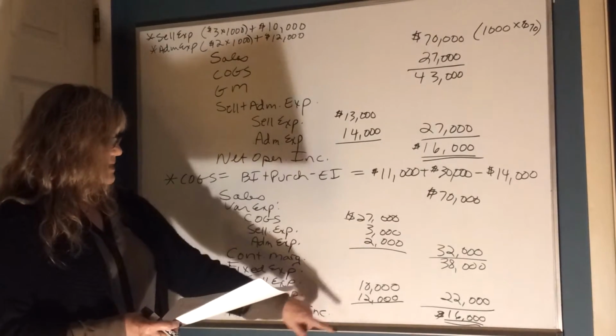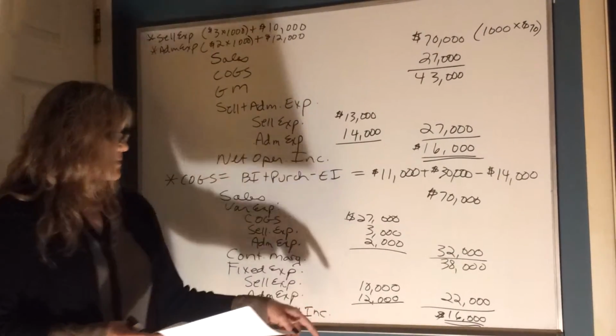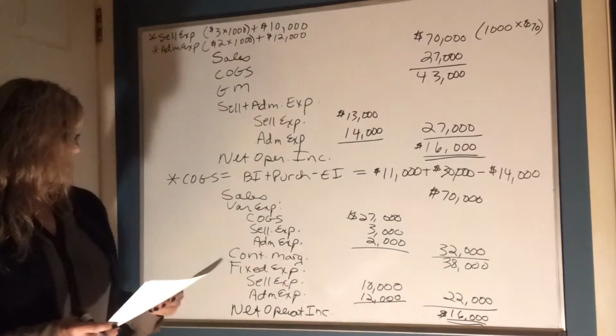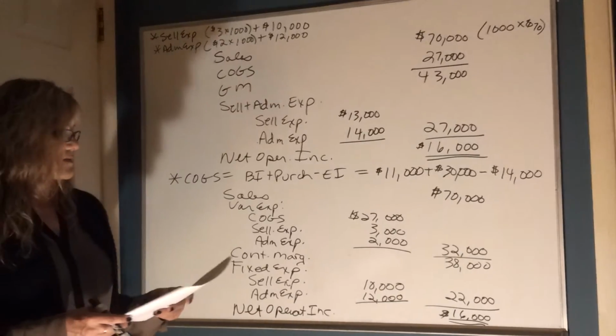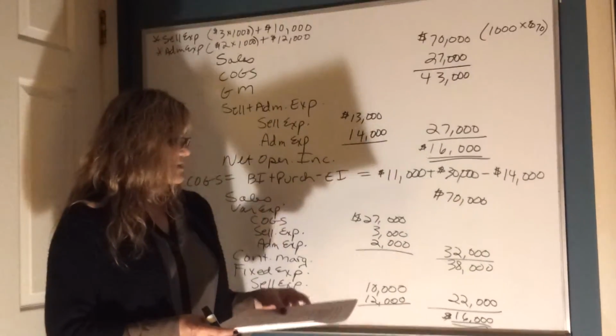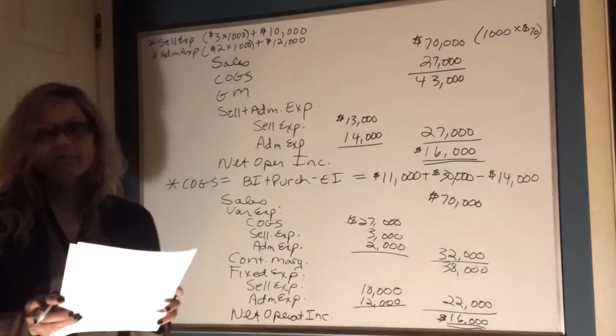Fixed selling cost is 10,000. Fixed administrative cost is 12,000. 10 plus 12 is 22. 38,000 minus the 22,000 gives us 16,000. So as I said, our sales, we start the same. They were exactly the same. And our net operating income is the same. So we start and we end the same.